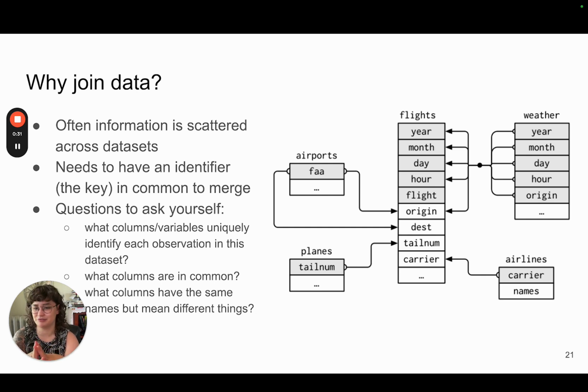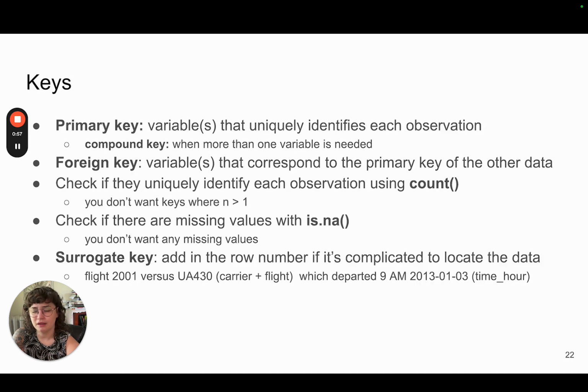And I like to ask myself the following questions when it comes to joining. The questions are: what columns or variables uniquely identify each observation in the data set? What columns do they have in common? And what columns have the same names but mean different things? So I really like the textbook examples of the flights and airports and all of those things in that flight universe, so we'll be using that for this example. And so when you're joining data sets, when you're merging the information from multiple into one, you have to make sure that you understand the keys.